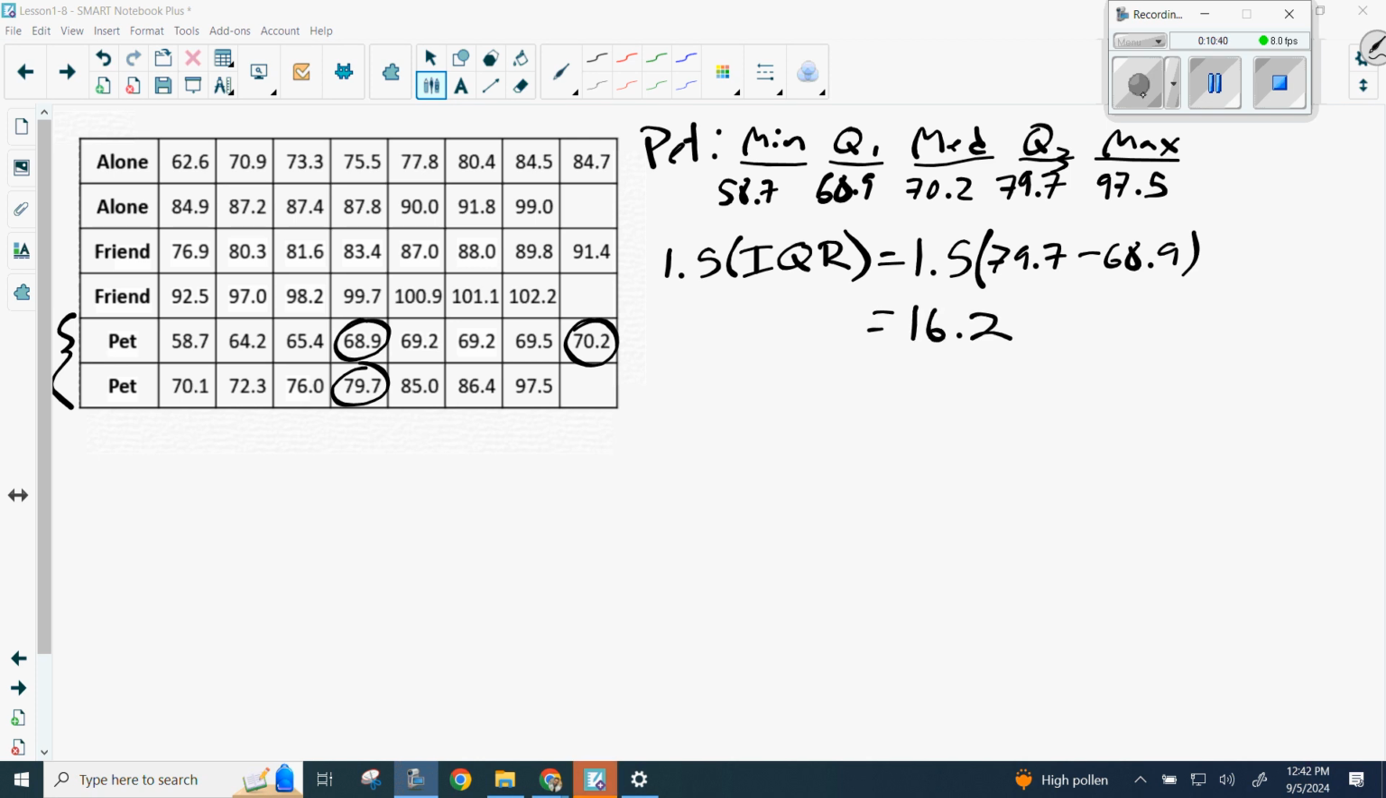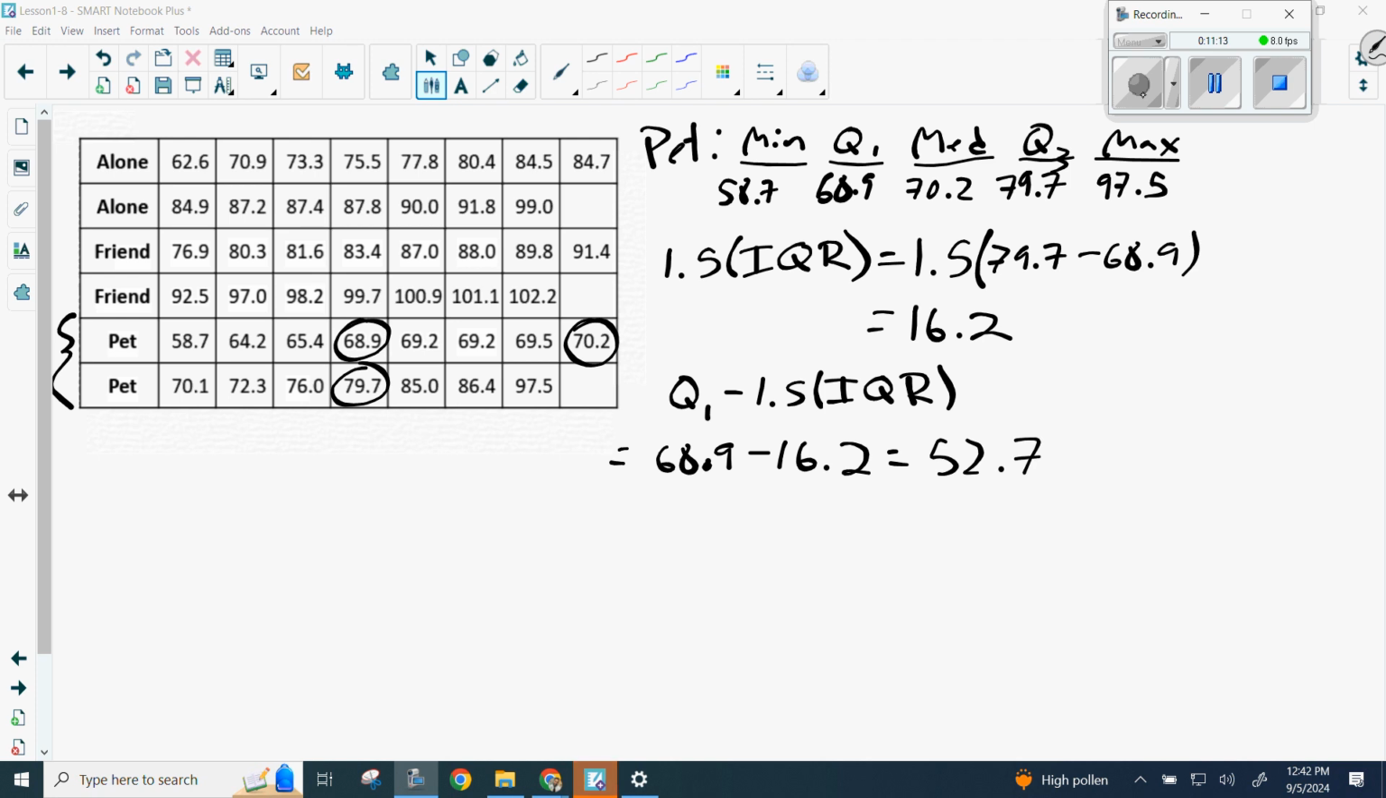All right, let's see if there are any lower outliers by subtracting that value we just found, 1.5 times the interquartile range, from quartile 1. Quartile 1 is 68.9. And the value we just found for 1.5 times the interquartile range is 16.2. Let's put that in the calculator because it's a lot faster. There we go. 52.7. Are there any values below 52.7 in our distribution? No, there are not. So that means that there are no lower outliers.